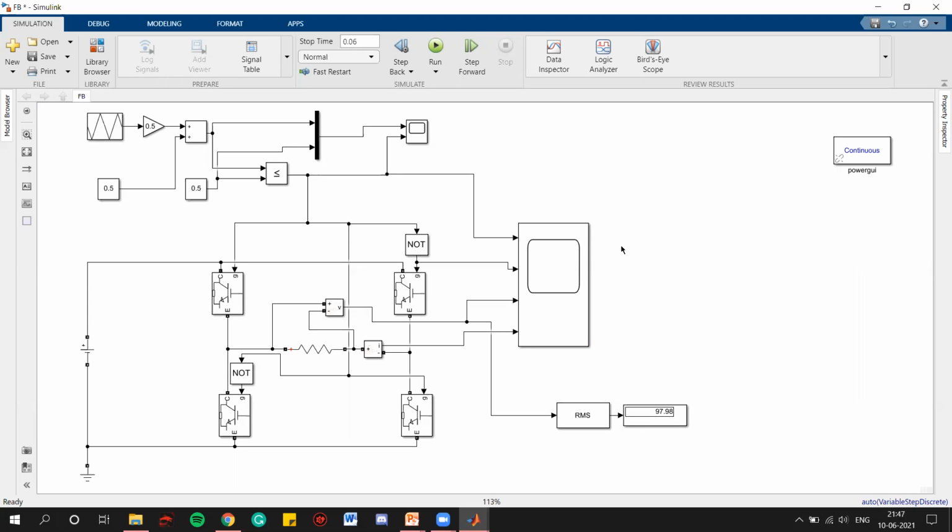So the difference between half bridge and full bridge is, in full bridge we are getting an output equivalent to the input, but in half bridge we were getting 50% output of the input, right? So this was the complete simulation on single phase full bridge inverter using square pulses, right?